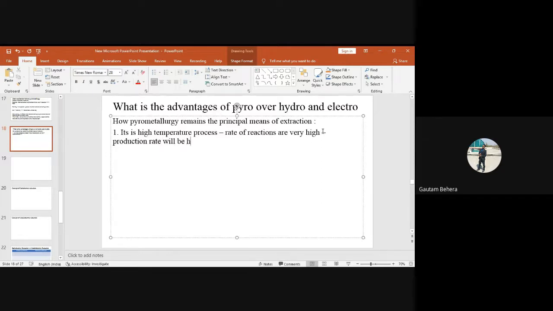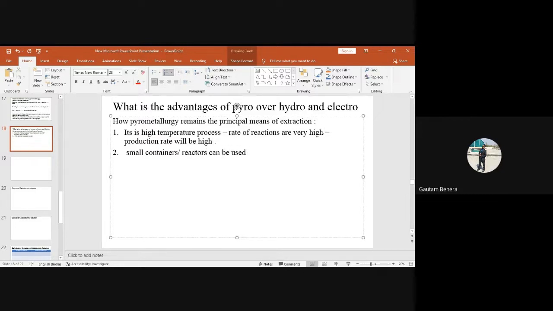Will be high rate of production, right? So this is the main benefit of this. Second one is we can use small containers, I can say reactors, can be used.